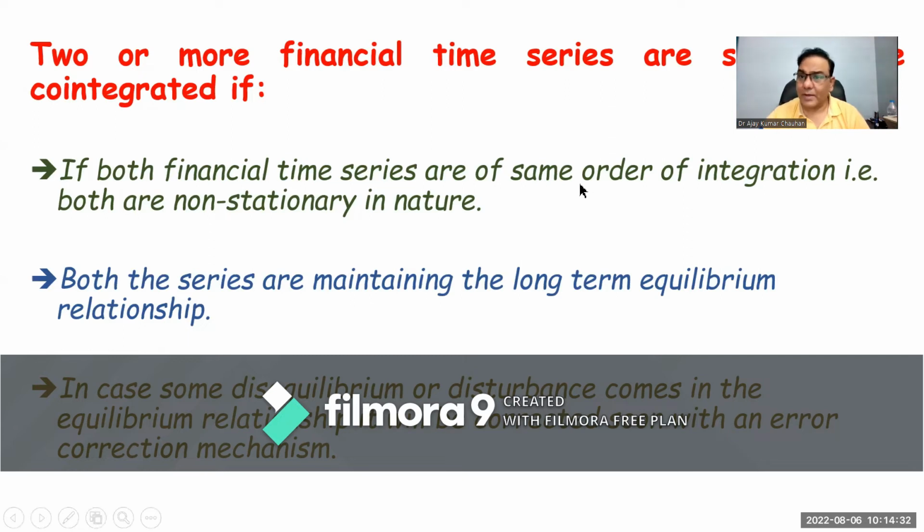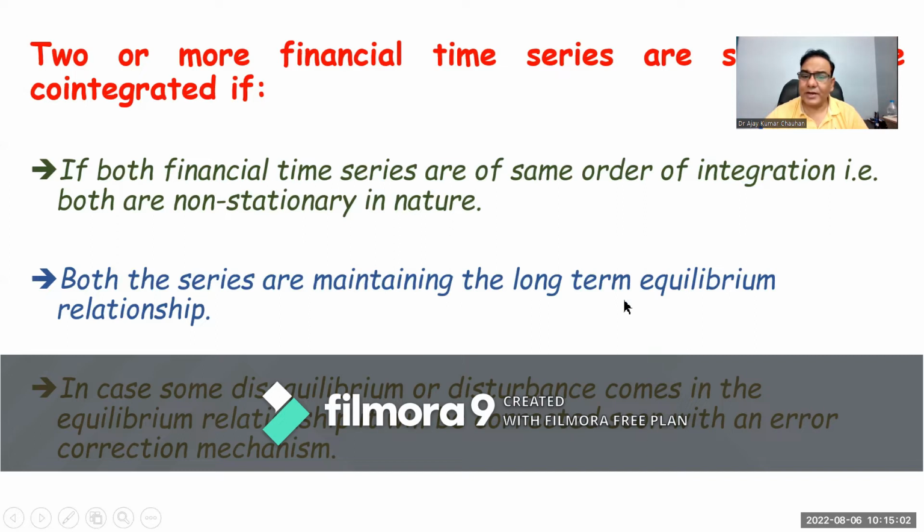So you cannot apply co-integration on stationary series. You have to remember that. Co-integration is not applicable on stationary series. The first condition is that both should be non-stationary. If you remember, the dog and the lady cannot move in a constant line, so they must move randomly.